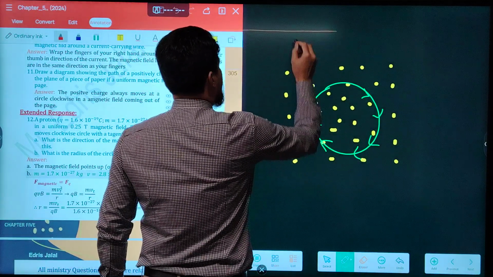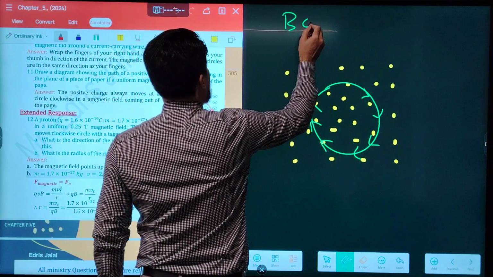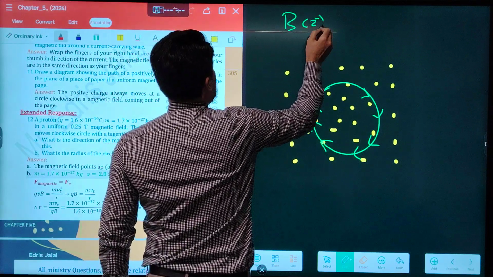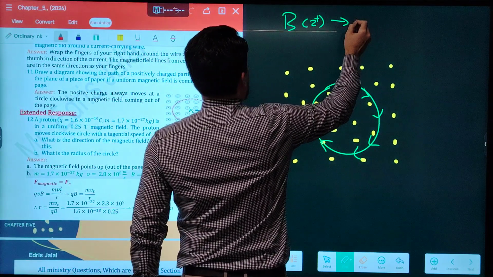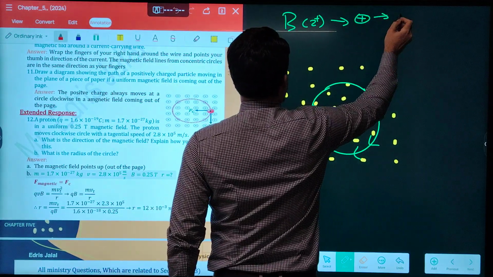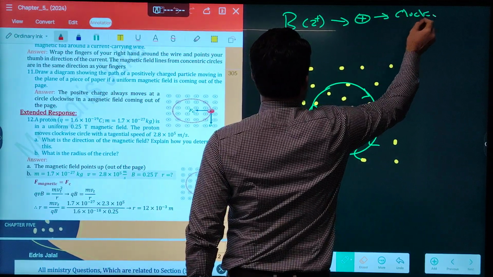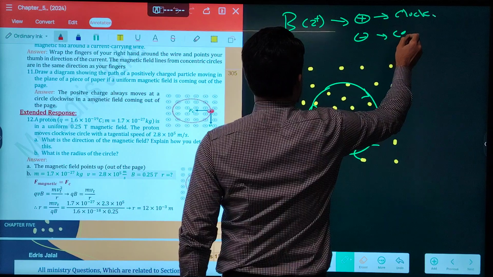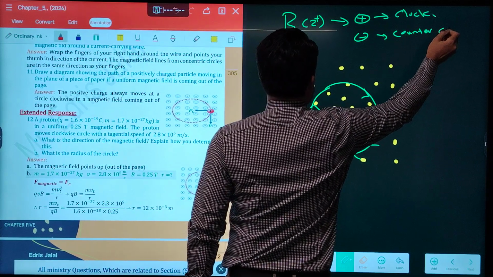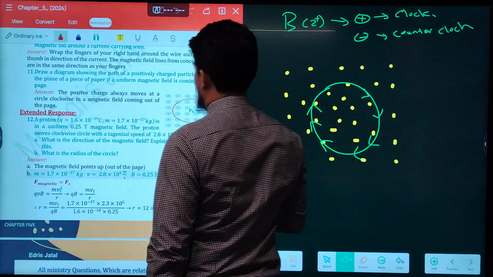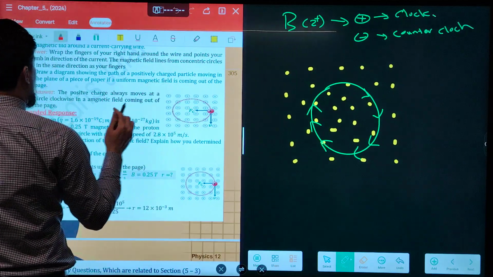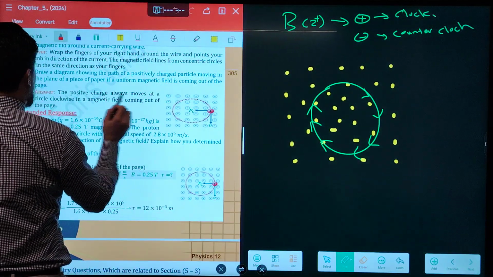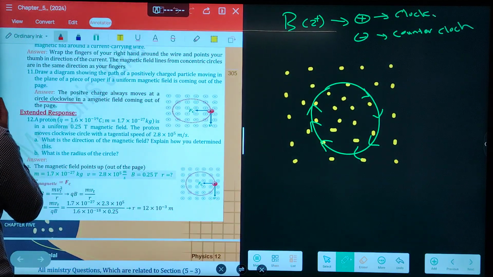Clockwise direction. If magnetic field is into the page, out of the page, positive charge becomes clockwise, negative charge counterclockwise. Okay? Because the magnetic field is out of the page, the positive charge always moves at a circle clockwise in a magnetic field.